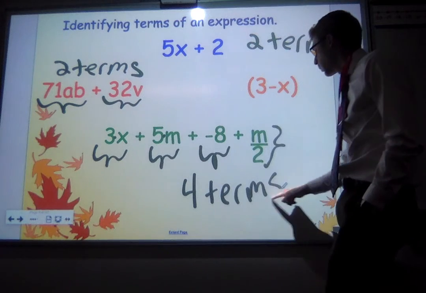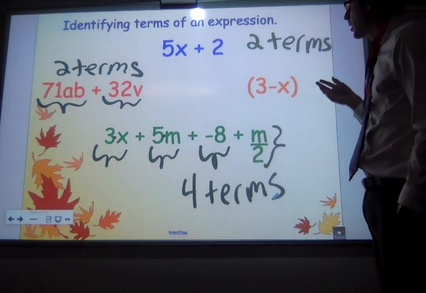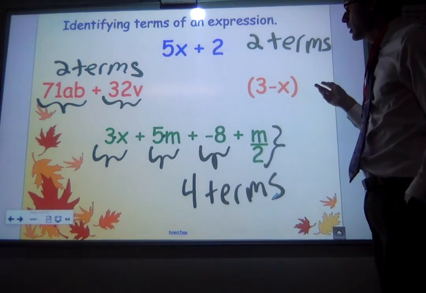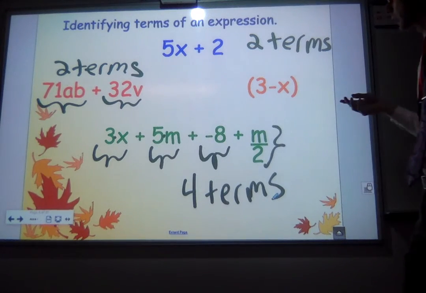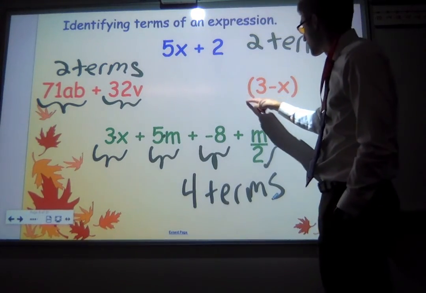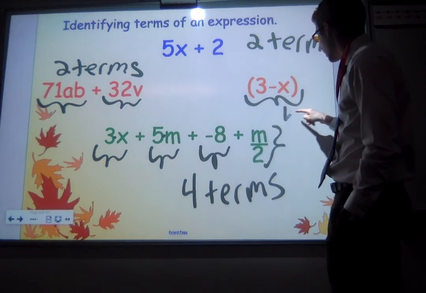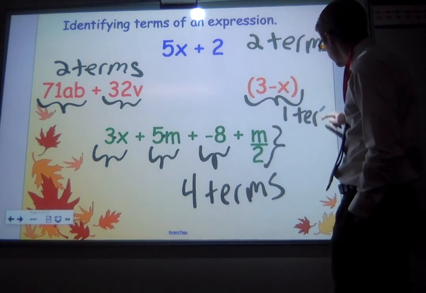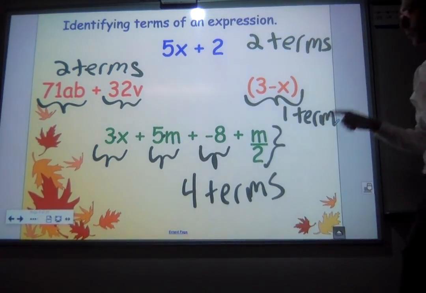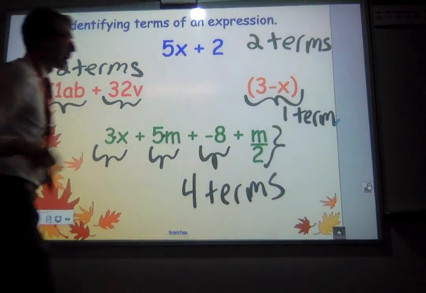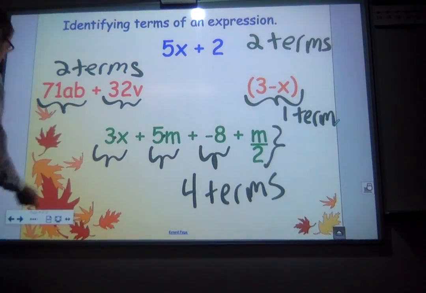All right, so there's one exception to addition and subtraction separating terms. That's going to be parentheses. If we see something in parentheses, we're going to collectively call that one term. So that is the exception to the rule that addition and subtraction separate terms, except if it's in parentheses.